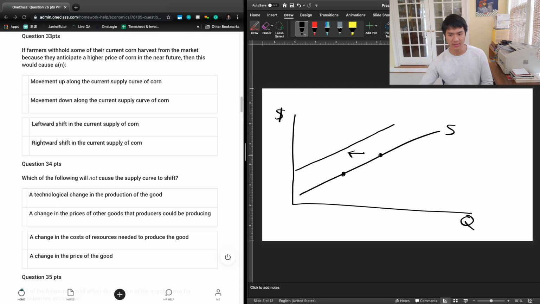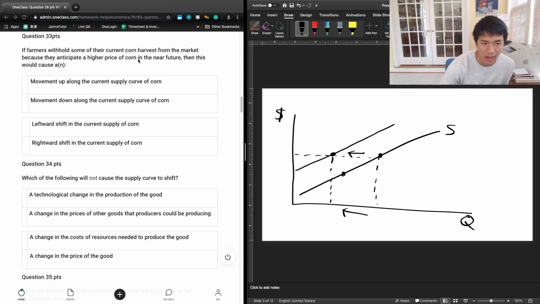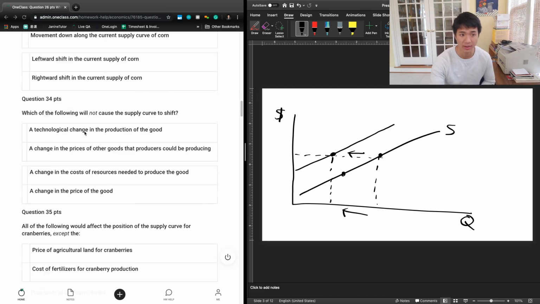or a shift from this price level, this quantity supplied, to this quantity supplied, where the price level stays the same, but the quantity supplied has gone down, right? And so that's going to be our leftward shift in the current supply of corn. The correct answer choice here would be C. If farmers withhold some of their current corn harvest from the market because they anticipate a higher price of corn in the near future, then this would cause a leftward shift in the current supply of corn.